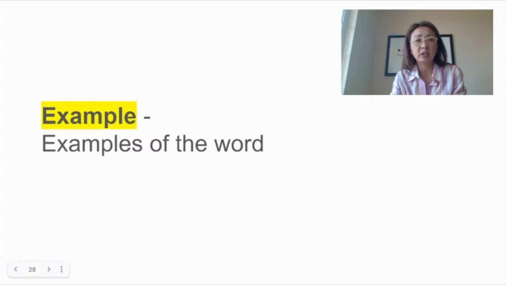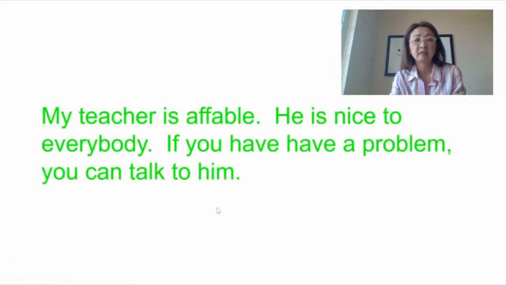Here's another strategy, example. So we're going to look for some examples in the text to help us figure out the unknown word. In this case, my teacher is affable. He is nice to everybody. If you have a problem, you can talk to him. This one is giving us some examples of what affable could mean, or what the teacher does as an example of affable.